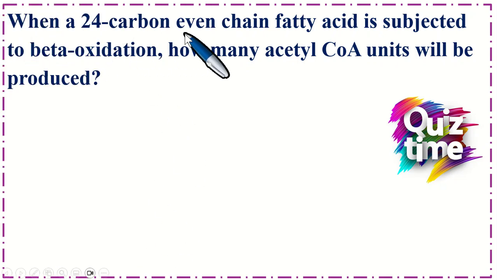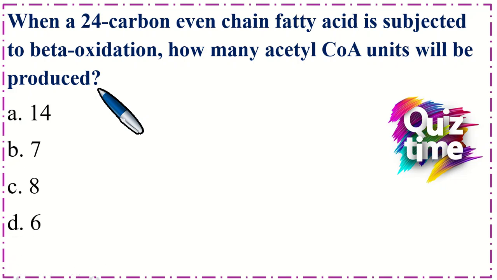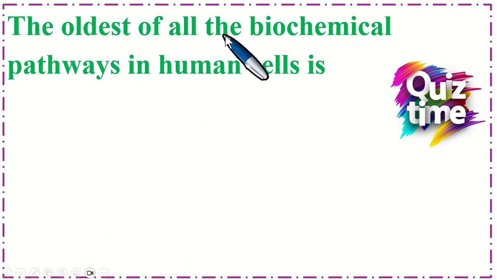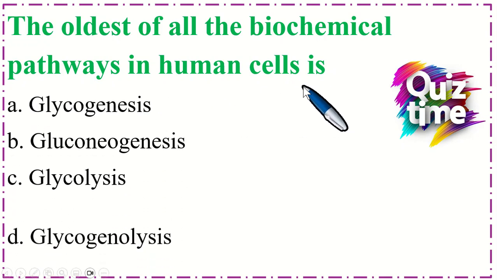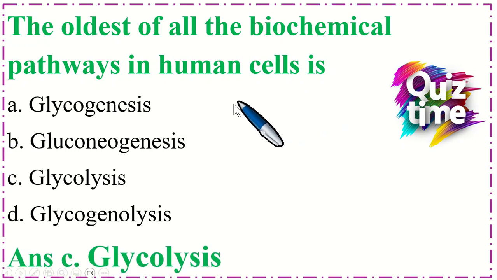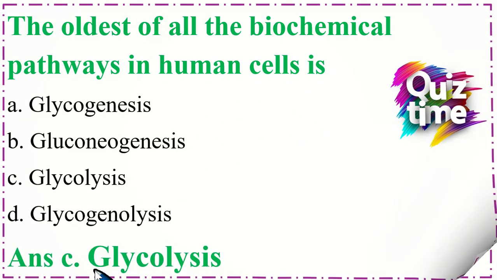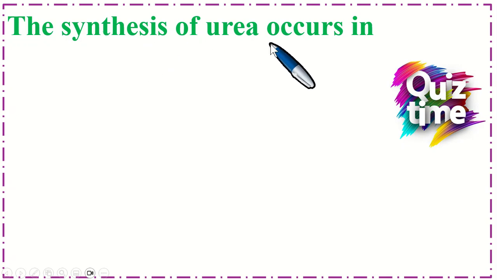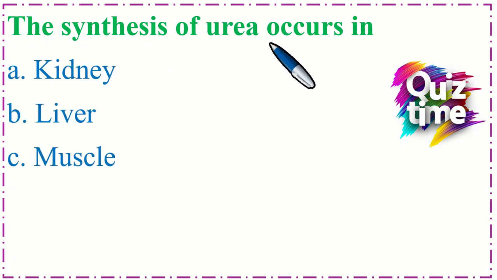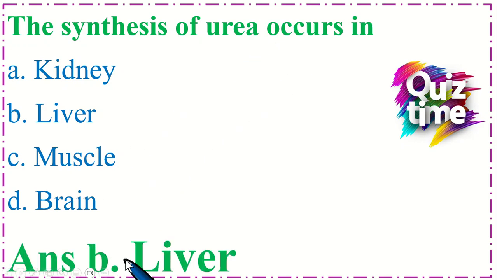When a 24 carbon even chain fatty acid is subjected to beta oxidation, how many acetyl CoA units will be produced? Correct answer is C. The oldest of all the biochemical pathways in human cells is... Correct option is C, glycolysis. The synthesis of urea occurs in... Correct option is B, liver.